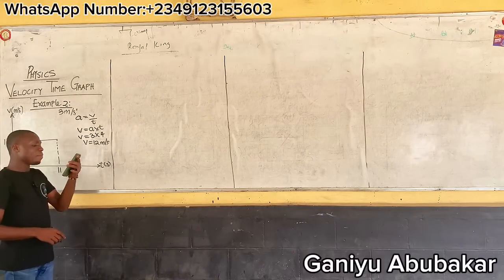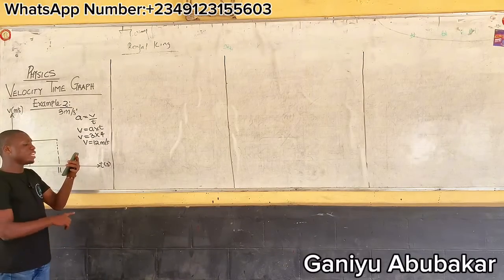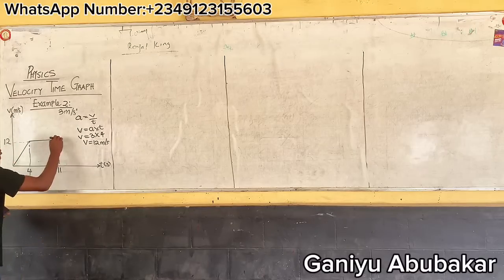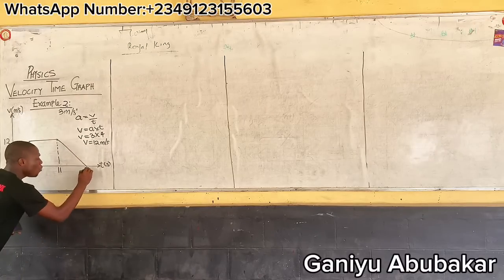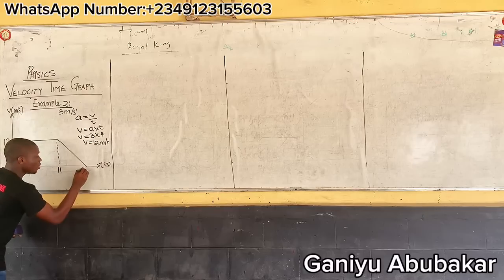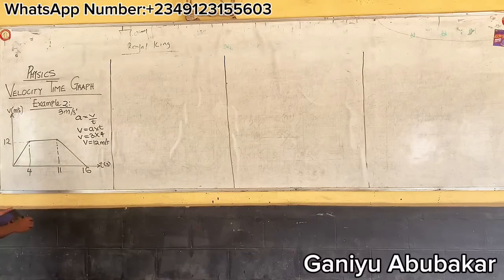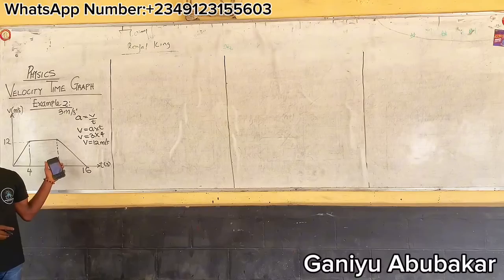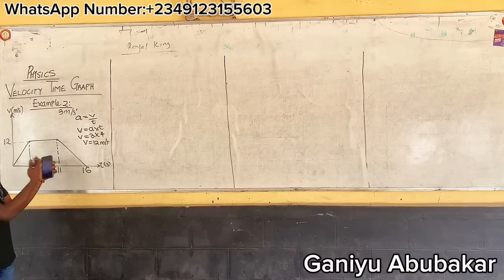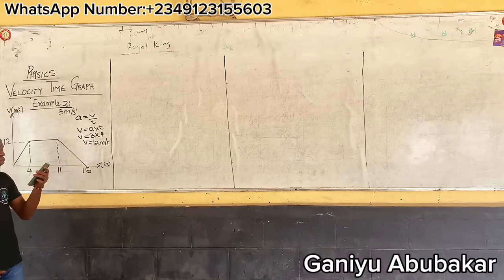Next it comes to rest with uniform retardation in 5 seconds. I won't put 5 here; rather, I'll add 5 to 11, which gives 16. So that's it, this is the graph. Question A is done. Now, find the total distance.